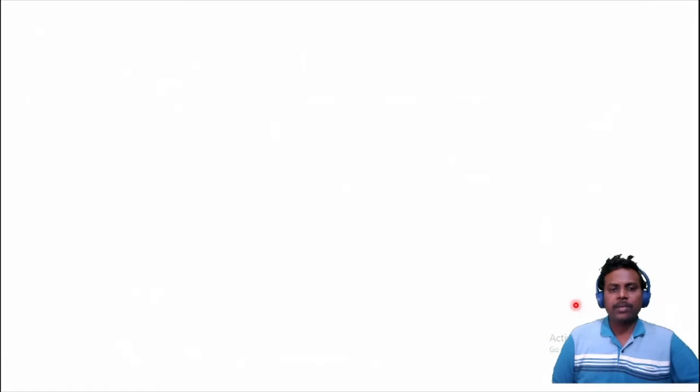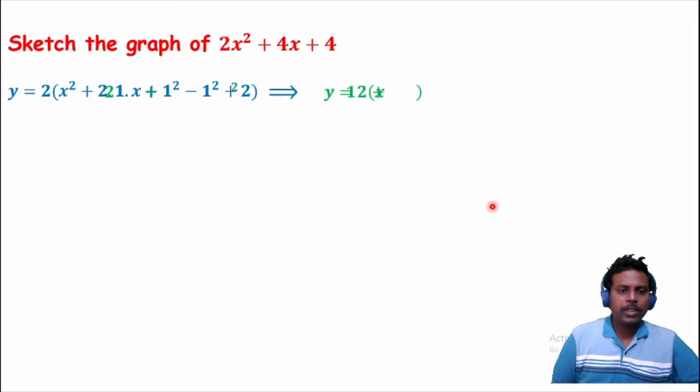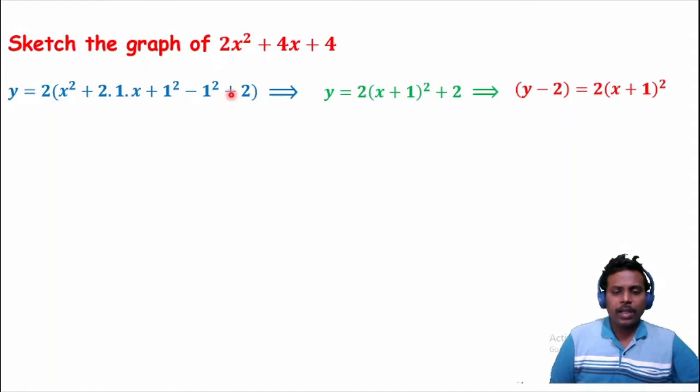Let us see the next example. Sketch the graph of 2x square plus 4x plus 4. Again, the first step is the completion of the square. Here is the completion of the square. So first, what you have to do is take 2 common. So x square plus 2x plus 2. In order to complete the square, I have added and subtracted 1 square here. Rest of the calculations you can follow. Ultimately, we have arrived at this kind of an expression: y minus 2 is equal to 2 into (x plus 1) whole square.